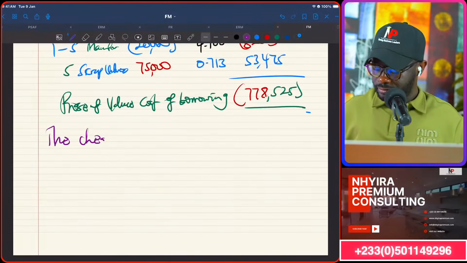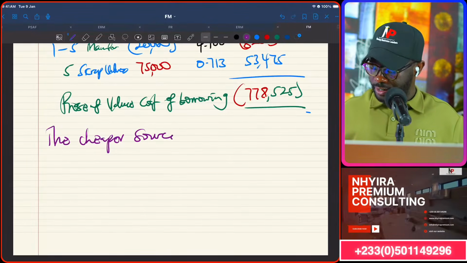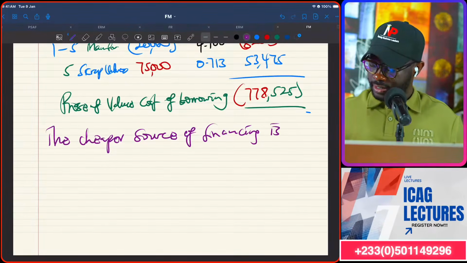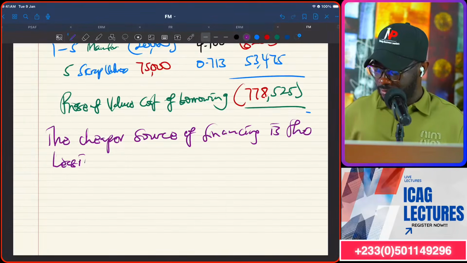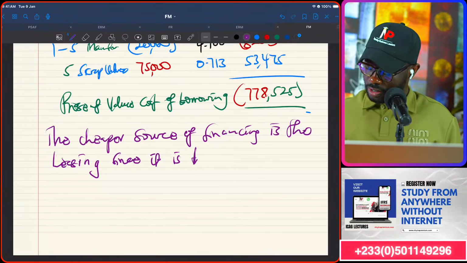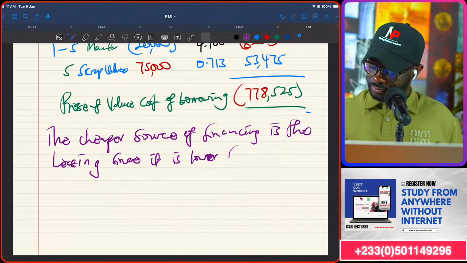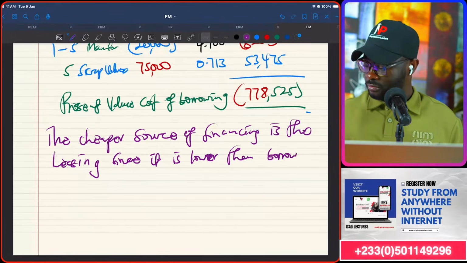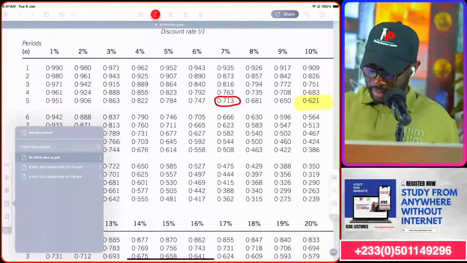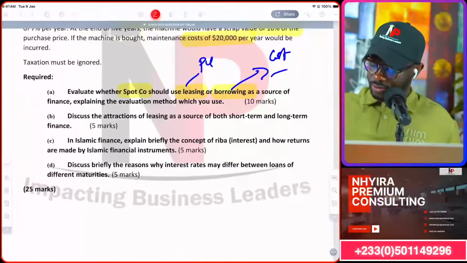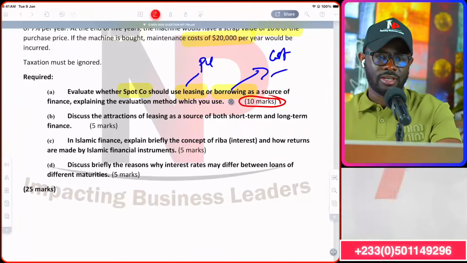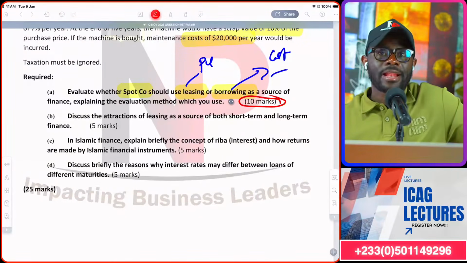So we say that the cheaper source of financing is leasing, since it is lower than borrowing. Are you getting it? This is the answer to the A part of that question. Yes, you are seeing 10 marks here, but in the exam you may see this as 5-ish marks in that regard. But that's the idea there. We are done.